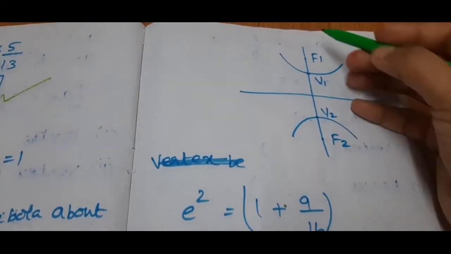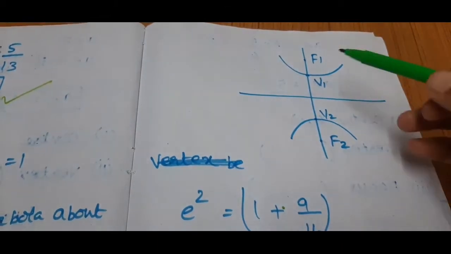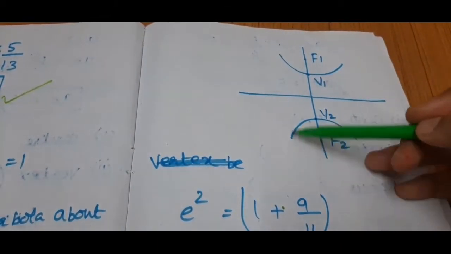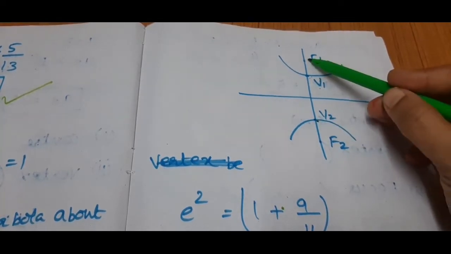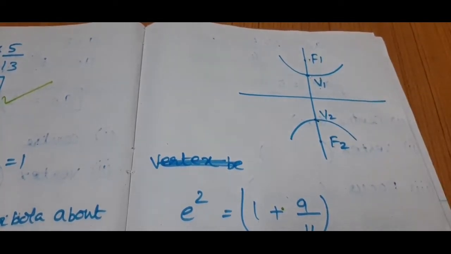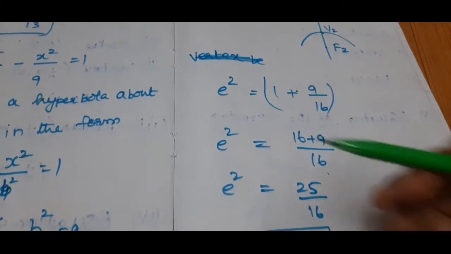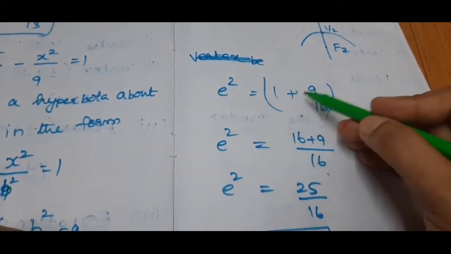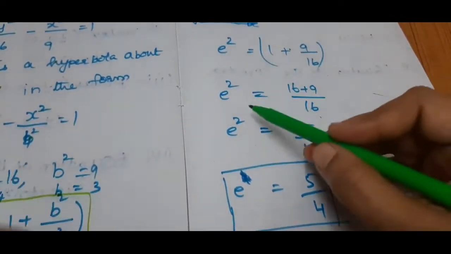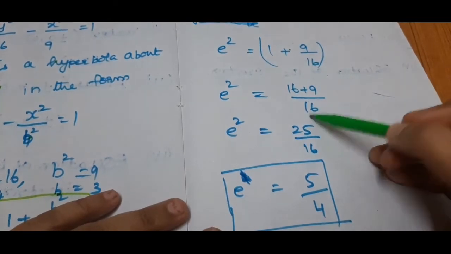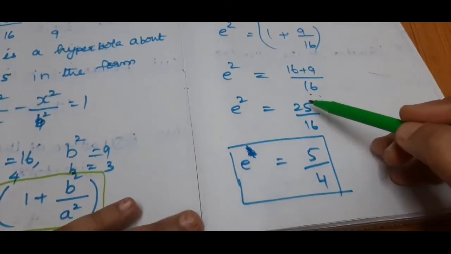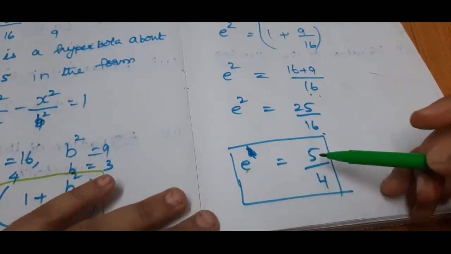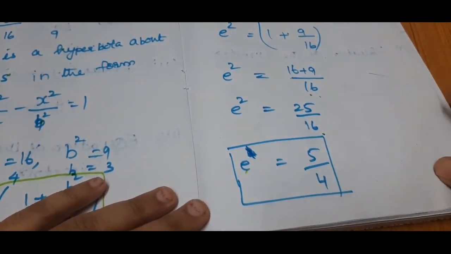This hyperbola will be like this. It is on the y-axis. So vertex, this is V1, this is V2, this is focus 1 and this is focus 2. e square is equal to 1 plus 9 by 16. That is, if you take 16 as LCM, you will have 16 plus 9 by 16, that is 25 by 16. So e will be 5 by 4.